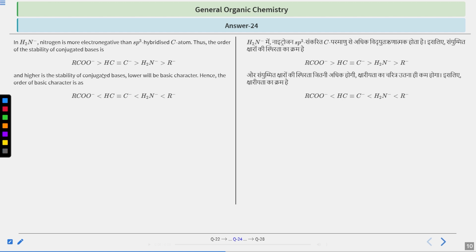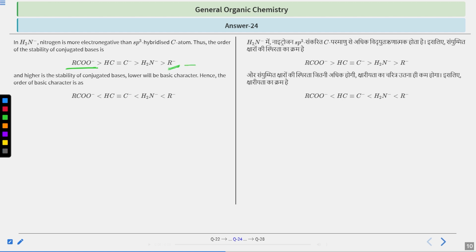So what we have done is compare the electronegativity of the different conjugate bases. In RCOO negative, we have the most electronegative atom, oxygen, carrying the negative charge, so it is resonance stabilized. Then we have the sp hybridized carbon in this conjugate base, which is more electronegative than the nitrogen. And then we have the sp3 hybridized carbon atom in the R negative group, which is less electronegative than the nitrogen in NH2 negative.